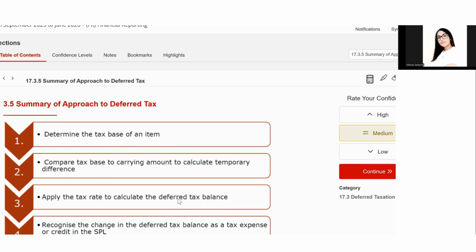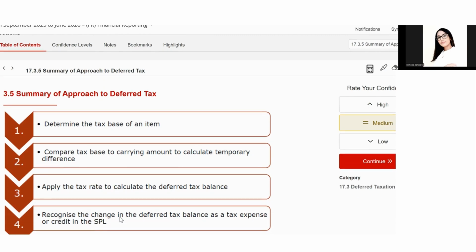So you calculate the deferred tax balances. If carrying amount is more than tax base, right, then you have a liability, deferred tax liability. Recognize the change. If vice versa, then you have deferred tax asset. Recognize the change in the deferred tax balance as tax expense or credit in the statement of P&L. So we did also this. These all steps we went through already.